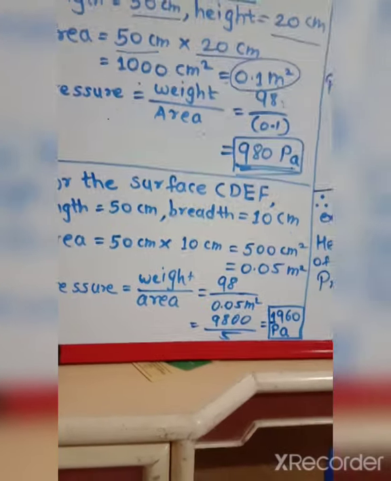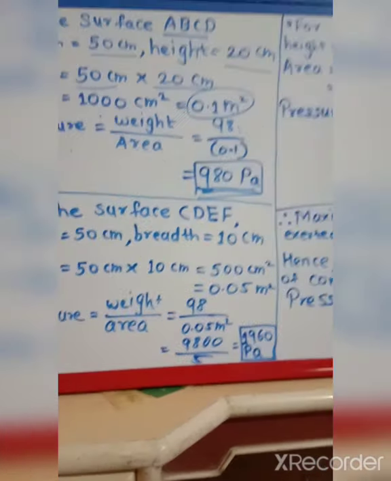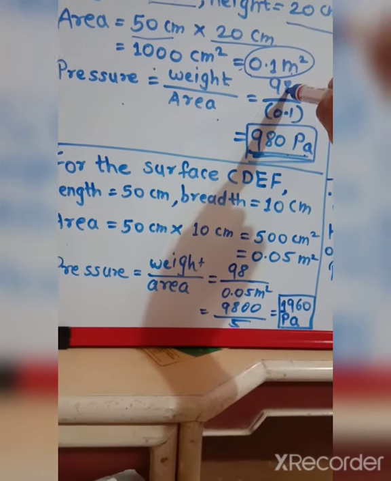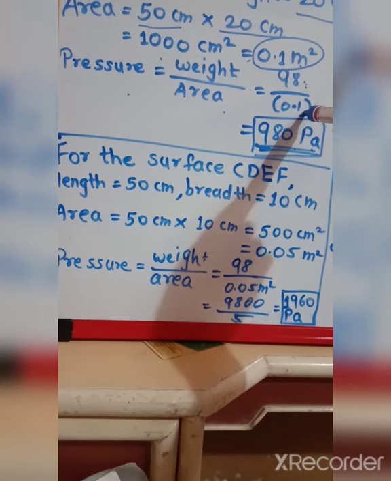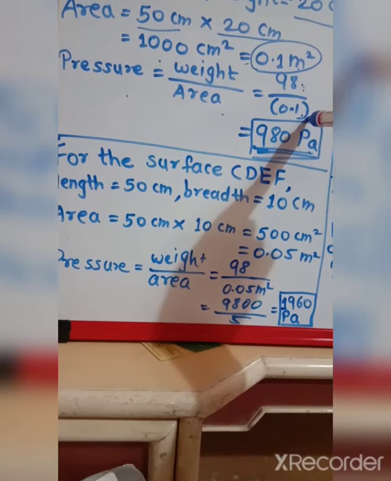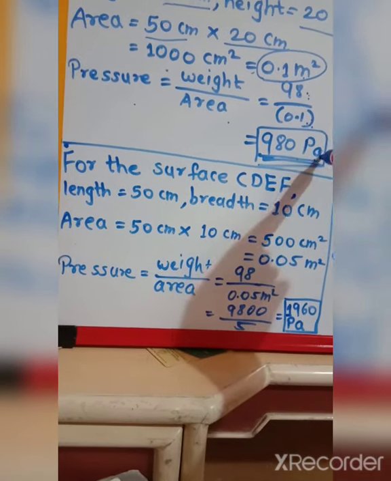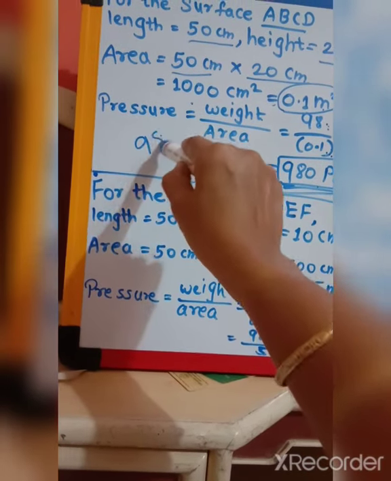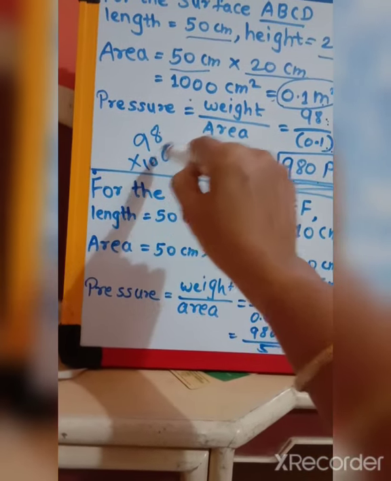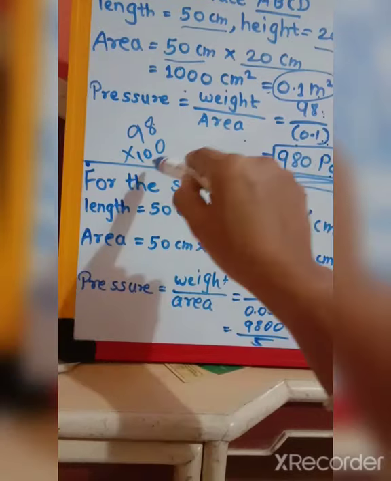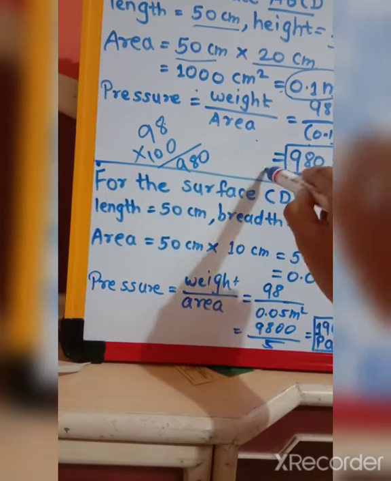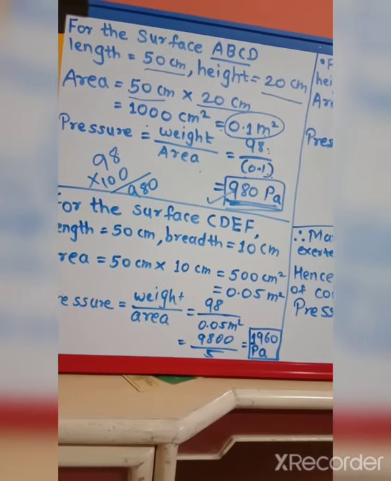How did it come 980 Pascal? It is a very easy calculation, students. Here 98 and this is 0.1 meter square. If we want to convert it into Pascal, then we just have to calculate it as 98 multiplied by 100. This 0.1 will become 100. So that is 980. So that will become 980 Pascal.